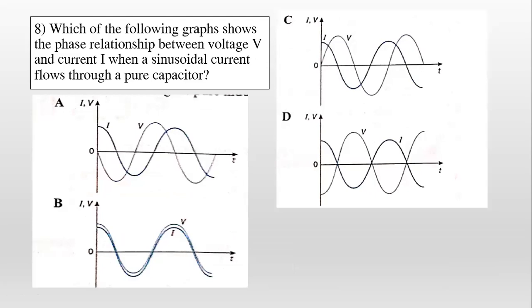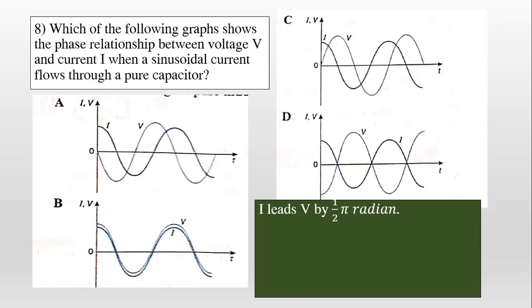Which of the following graphs shows the phase relationship between voltage and current when a sinusoidal current flows through a pure capacitor? For a capacitor, you must always remember the current leads the voltage. Current leads the voltage. So if you look at the same point here, this one tells you the voltage leads the current. I leads V, so this one tells you V leads I. So it cannot be A.